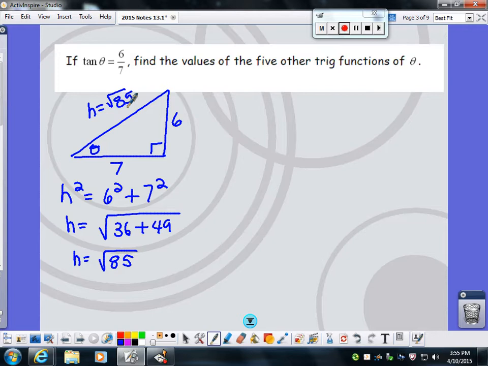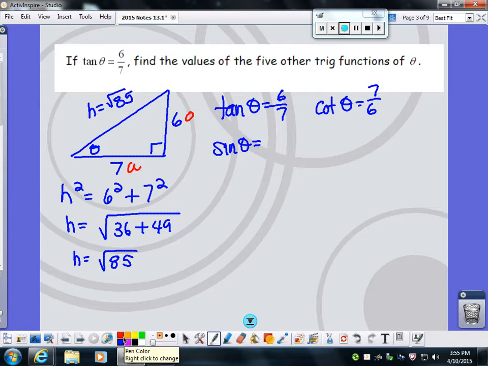All right, so we want the other trig functions. We've got tangent of theta is equal to 6/7. So that means the cotangent of theta is the reciprocal, so that's 7/6. We want the sine of theta. Sine is opposite over hypotenuse. In this case, our opposite is our 6 and our hypotenuse is the square root of 85.